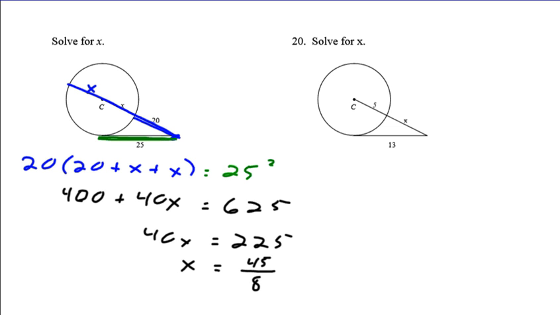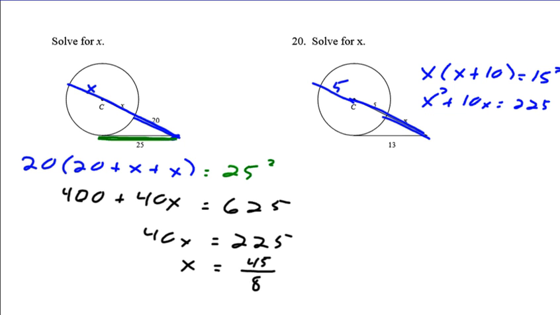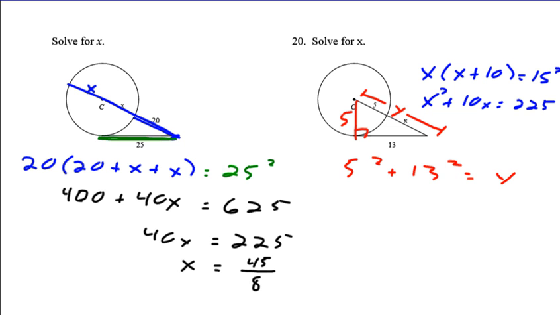This one, by contrast, if we try to do the same way, we do x times x plus 5 equals 15 squared, we end up with a quadratic. And if we can avoid doing a quadratic, I would rather avoid it. So this one, let's drop this radius to the tangent line, and now it's a Pythagorean theorem problem. And again, let's call this y just for now, and we'll subtract 5 from y, and we'll get x. So we have 5 squared plus 13 squared equals y squared.